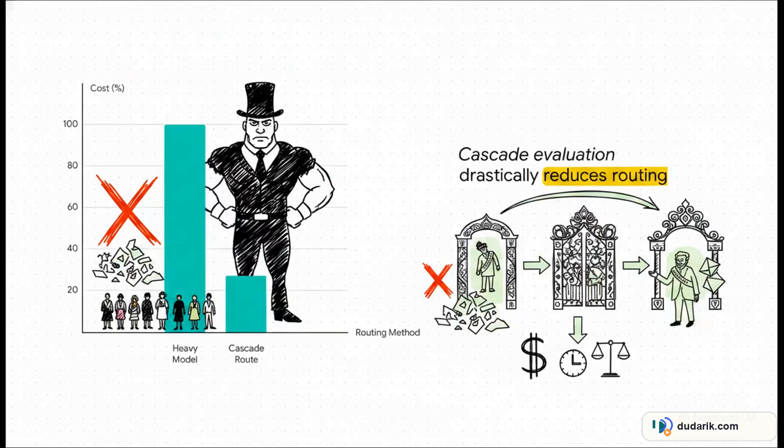Think of cascade evaluation kind of like a medical triage system, or even a bouncer at a club. If you're routing every single output through your heaviest, most expensive judge model, which would be 100% cost, you are just burning resources. Cascade evaluation fixes this by chaining lighter, cheaper evaluators first. If an output is obviously just total garbage, the lightweight model catches it and immediately tosses it out. It just fails the early threshold.